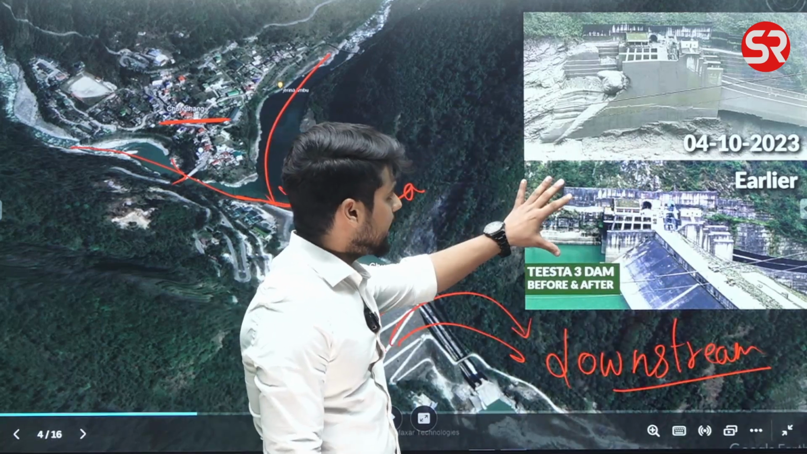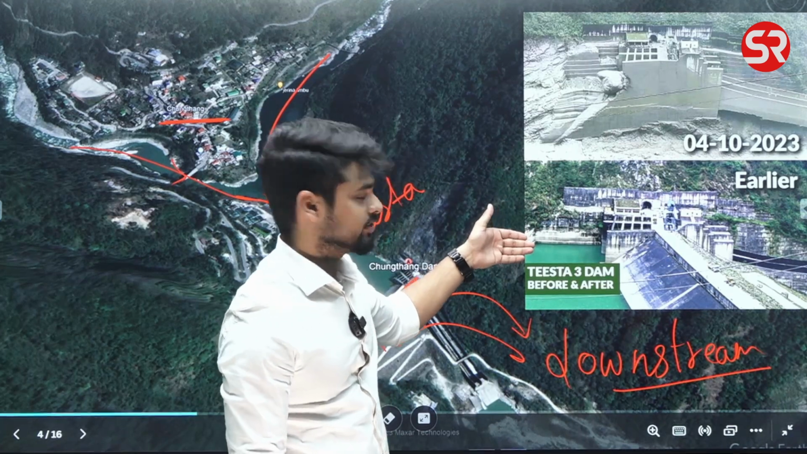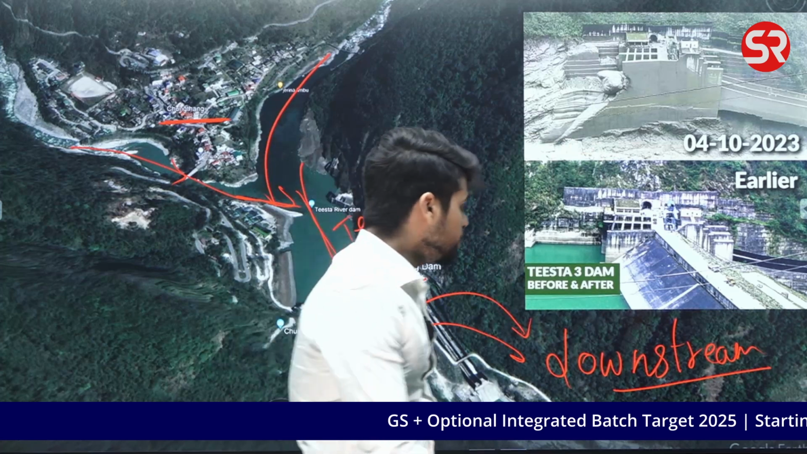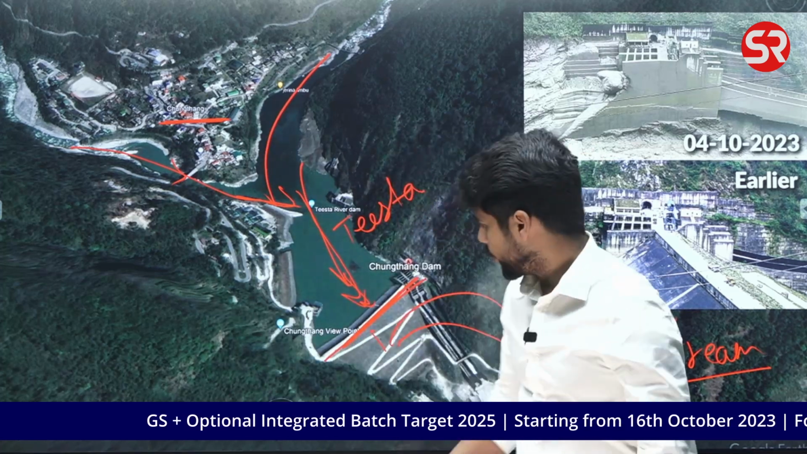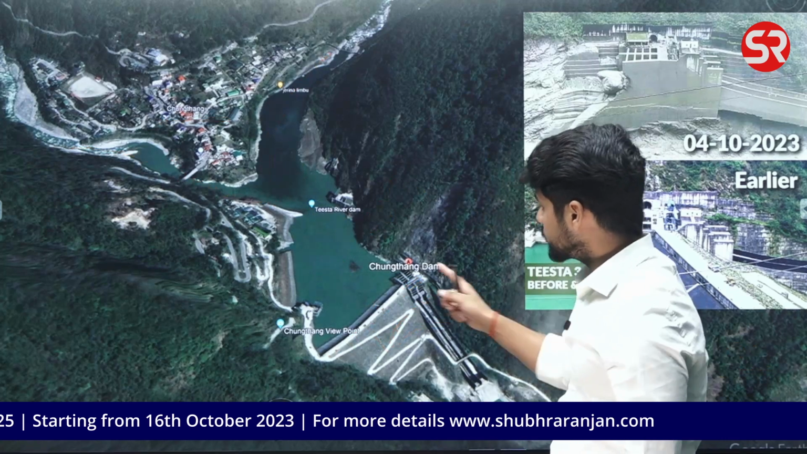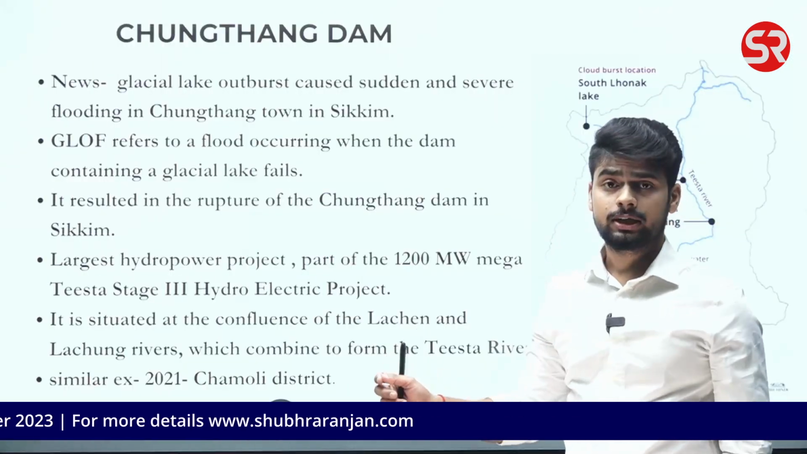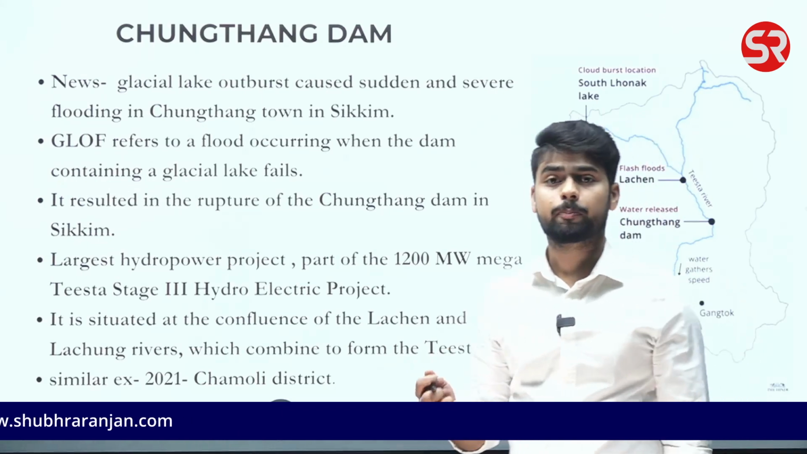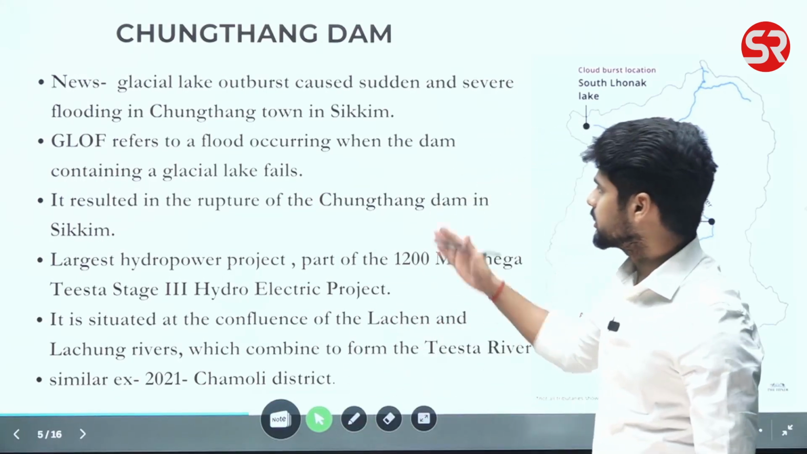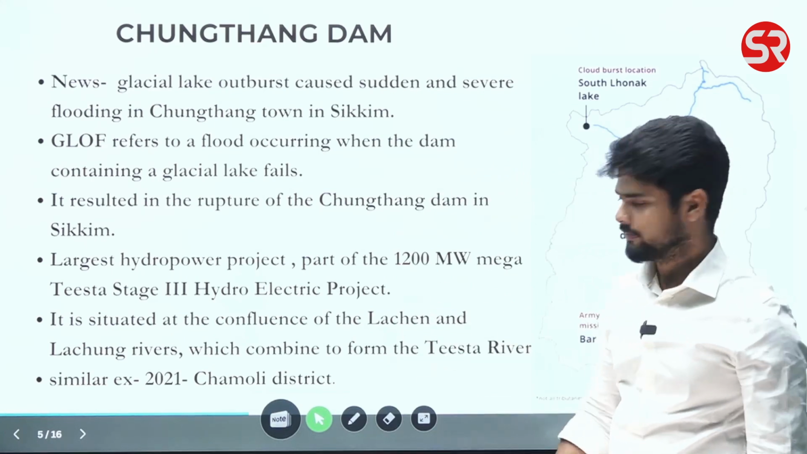You can just have a look. This is the old picture of this particular dam, and this is the current state. So there was a huge amount of destruction of lives and property, and also this particular dam is actually part of the largest power plant in your Sikkim state. These are the things which we have discussed. You can just have a reading.